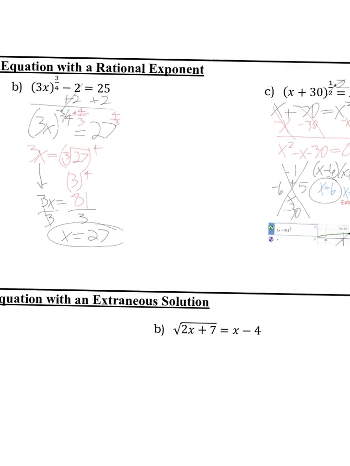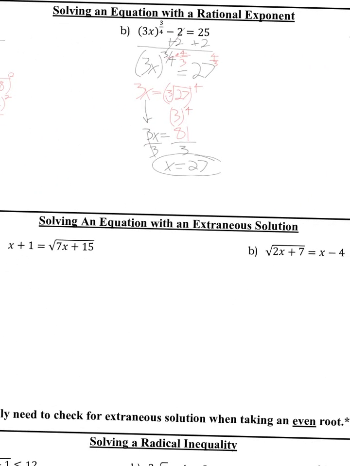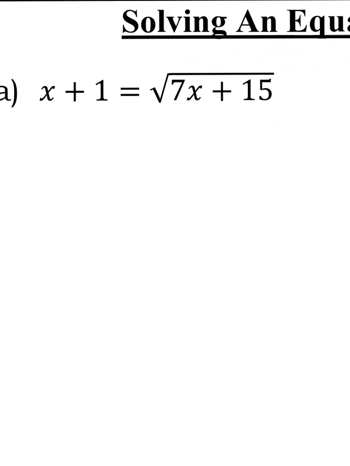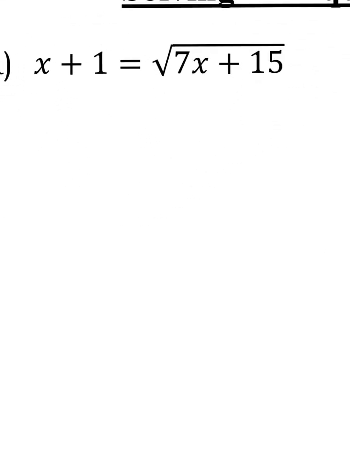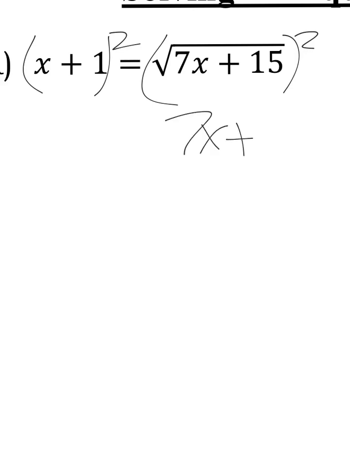So let's talk more about solving an equation with an extraneous solution. Here I have x plus 1 equals the square root of 7x plus 15. I need to get rid of that square root, right? So I'm going to have to square both sides. That'll leave behind 7x plus 15 here.